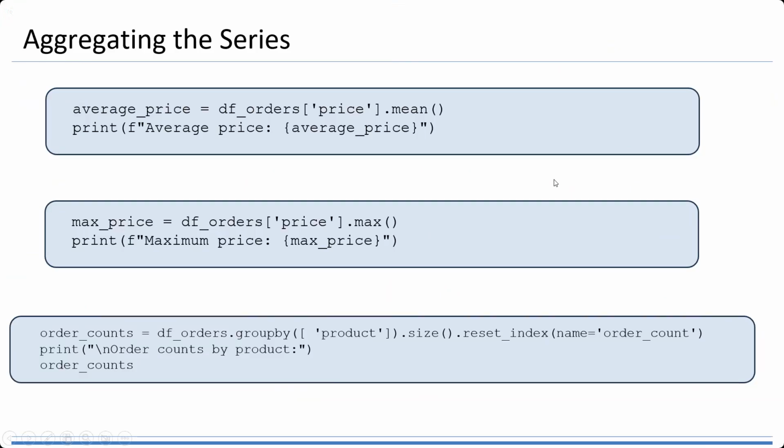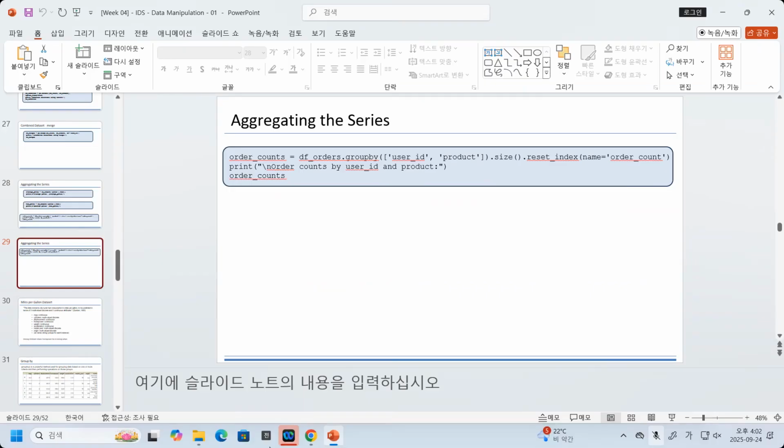Okay, so this is about how we can do the aggregation. So what is aggregation? Aggregation means I want to know the mean, or I want to know how many times, the count. I want to know the maximum. So I want to know the size and etc. Okay.